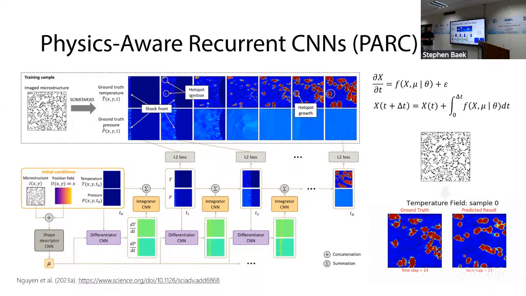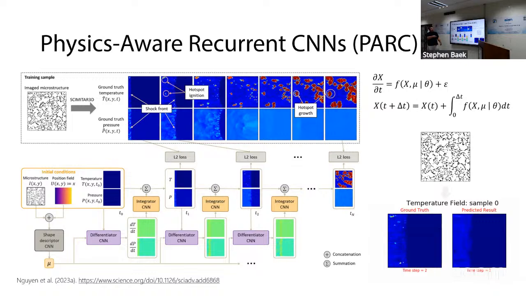All right. So the purple box over here, in terms of the terminology, we call it a differentiator CNN. And the differentiator CNN is basically this function f over here. Now that we know all this terminology, right?